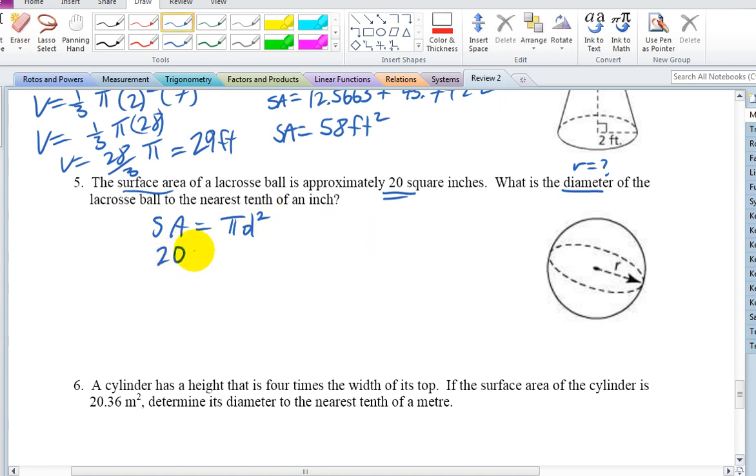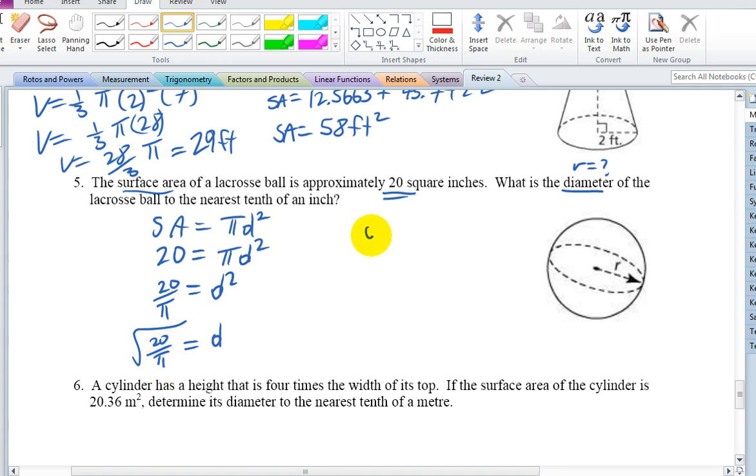So 20 is a surface area. That's pi times d squared. So how do you get d squared by itself? What's the opposite of timesing by pi? The opposite of times is divide, so divide by pi. What's the opposite of squaring? How do you undo a square? By square rooting.